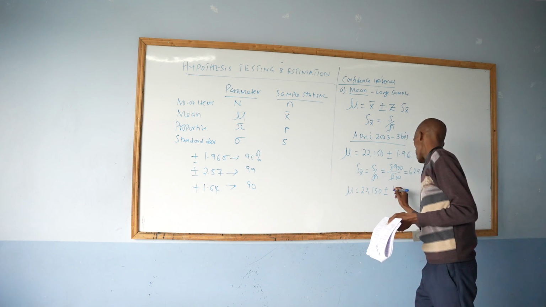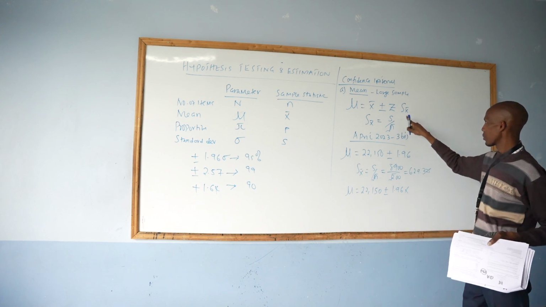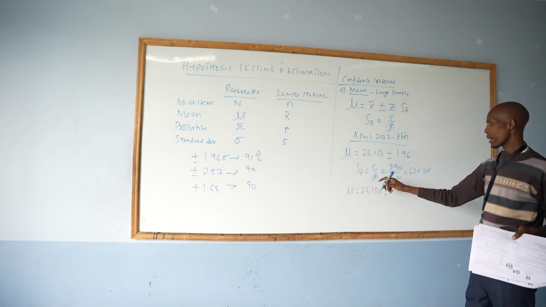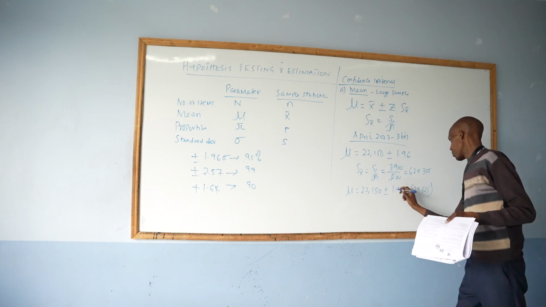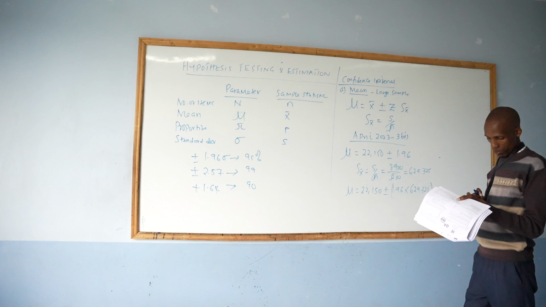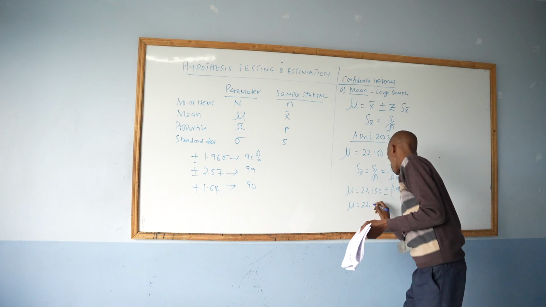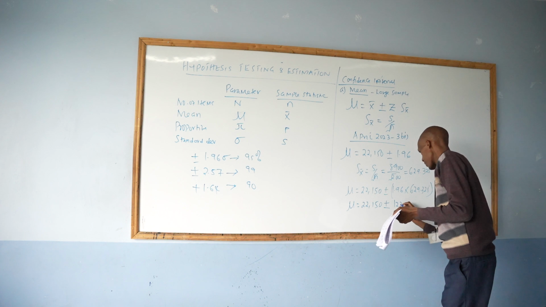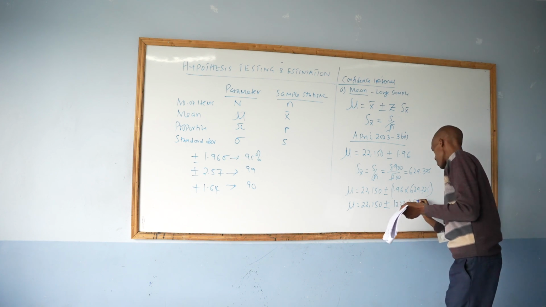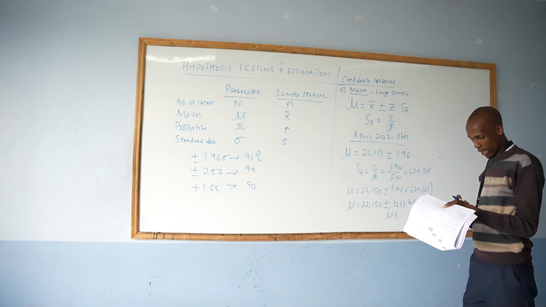22,150 plus or minus 1.96 times this answer, which is the standard error, 629.325. So multiply now times 1.96. You get mean equals 22,150 plus or minus 1233.48. Plus means you add.